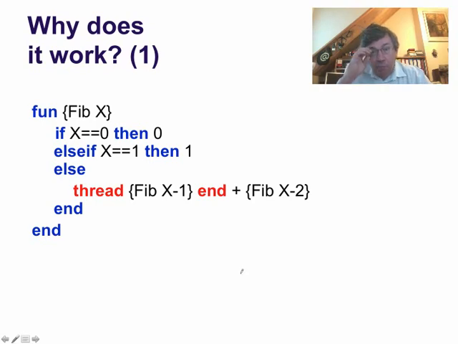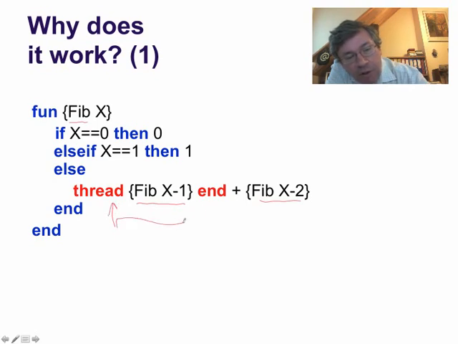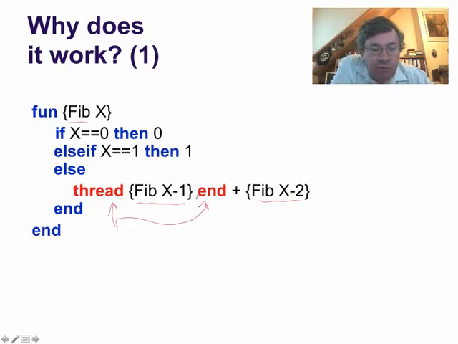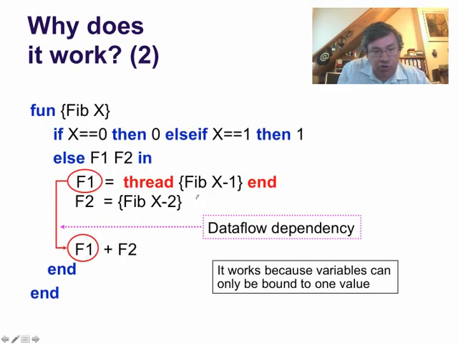So, a little deeper explanation of why it works. Here's a good old Fibonacci with two recursive calls. Notice I have put the first recursive call in its own thread end. Now what happens? Well, this will make the Fibonacci concurrent. It will create many threads, but the result will not change. Why will it not change?